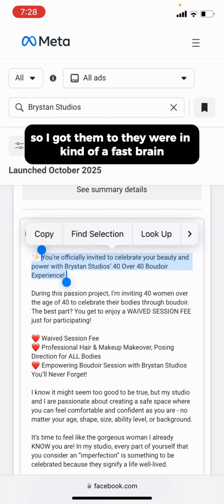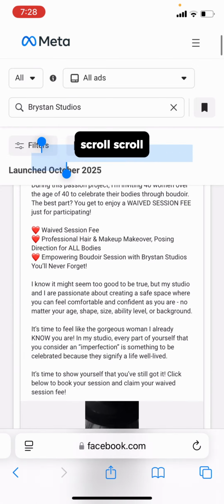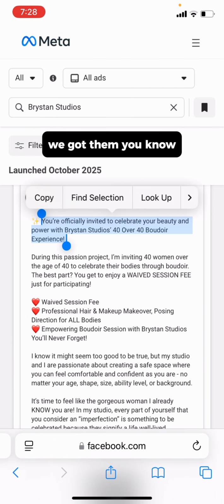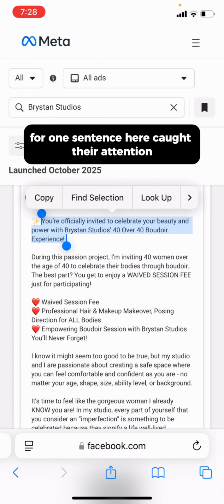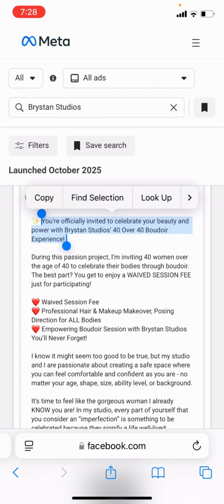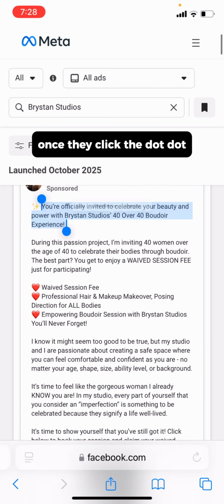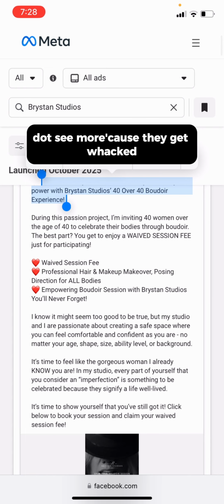So we got them in kind of fast brain, scroll. Something caught their attention. They come back up. They go a little bit slower in their brain. We got them, for one sentence here, caught their attention. They click See More. But man, now we put their brain in super slow mode once they click the See More, because they get whacked.